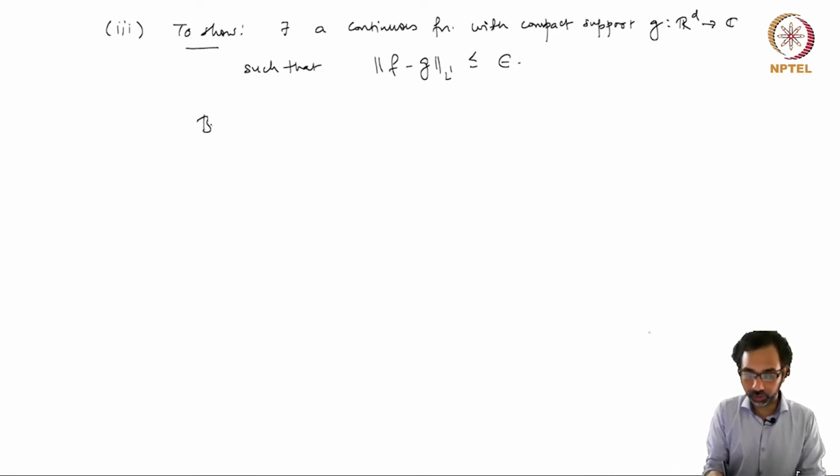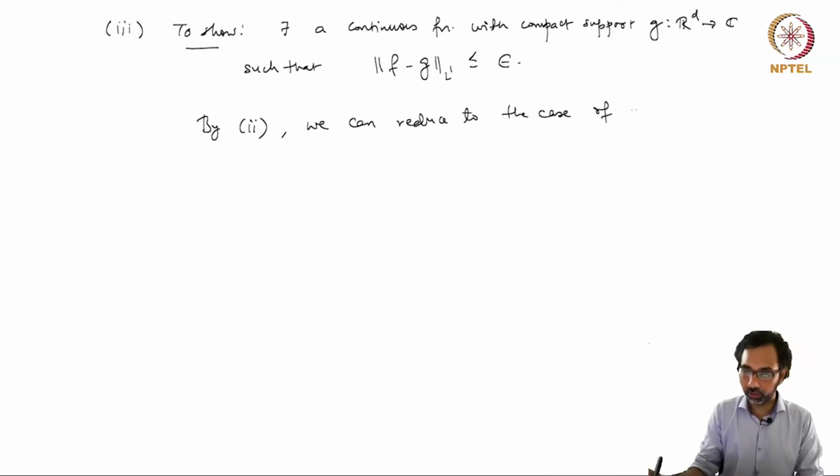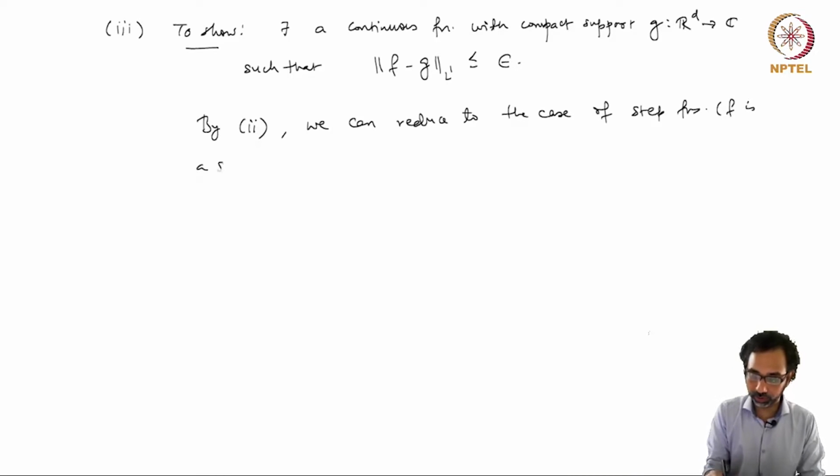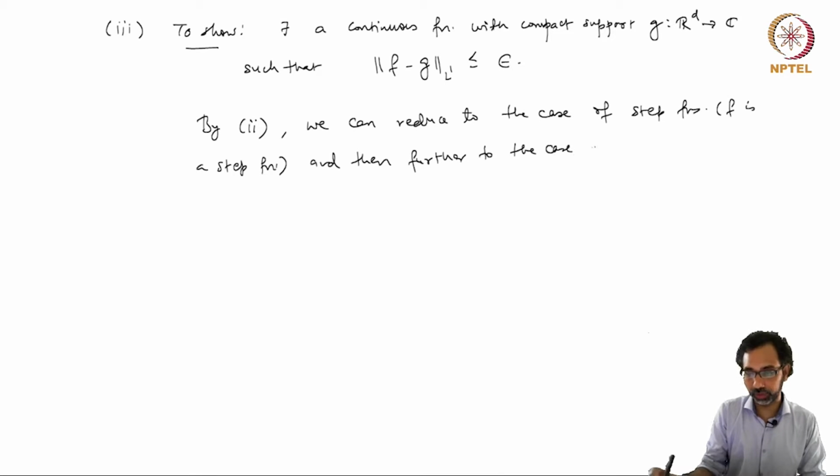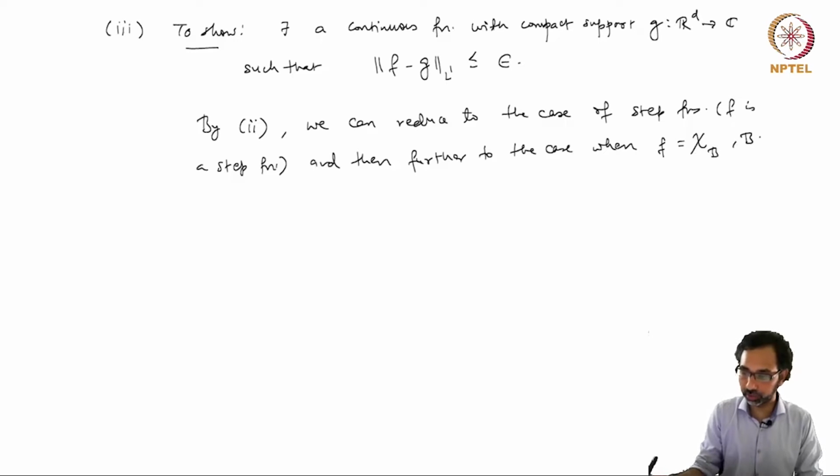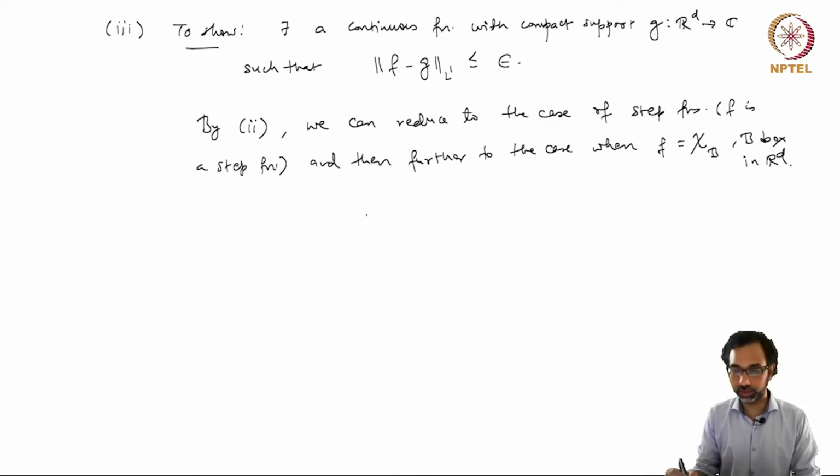So here we will use the second part. By the second part we can reduce to the case of step functions, meaning that f is a step function, and then further to the case when f is the indicator function of a box B. Using the same kind of linearity trick that we used before, using the triangle inequality, we can reduce to this case when f is simply the indicator function of a box.